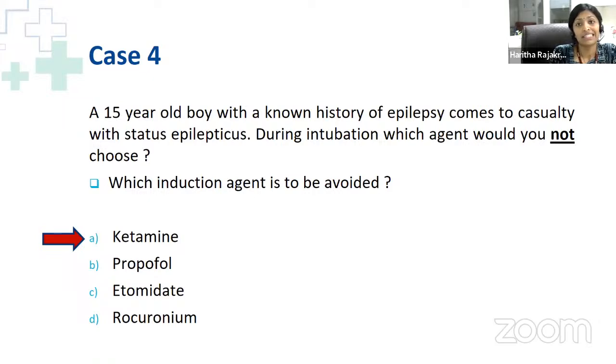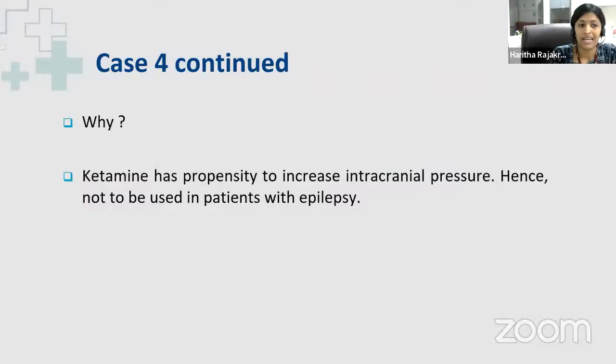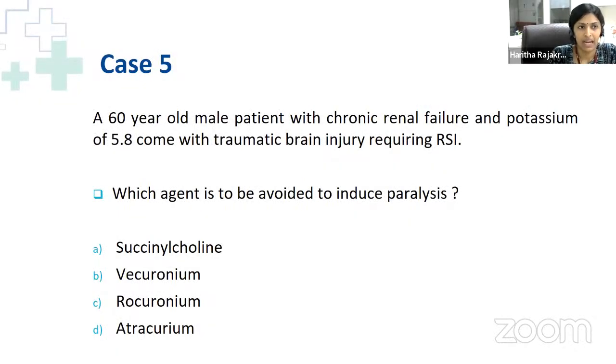So the one to be avoided is ketamine. Why? Because, as I mentioned, ketamine has a propensity to increase your intracranial pressure, or ICP. Hence, it is always better to avoid use of this drug in patients with a history of epilepsy or when a patient comes with epilepsy. So this is my last case here.